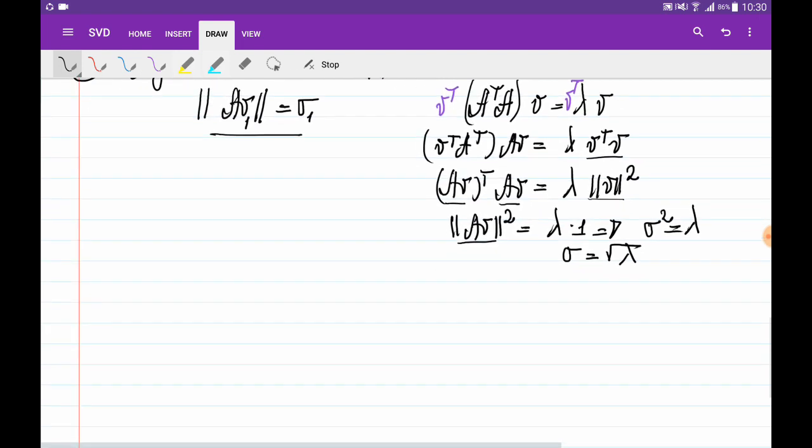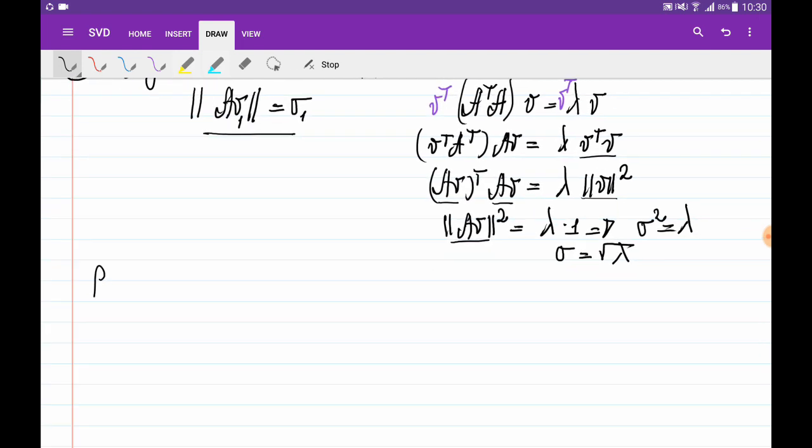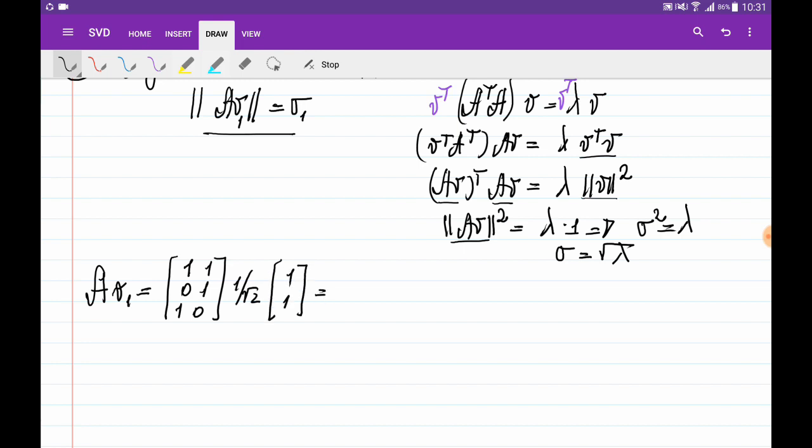Okay, so now let us multiply A by V. We need to do this anyway in order to find U. So A multiplied by V1. A was 1, 1, 0, 1, 1, 0, multiplied by 1 over square root of 2, 1, 1. Basically, we need to add two columns and multiply by 1 over square root of 2. Addition of this column to this column will be 2, 1, 1.